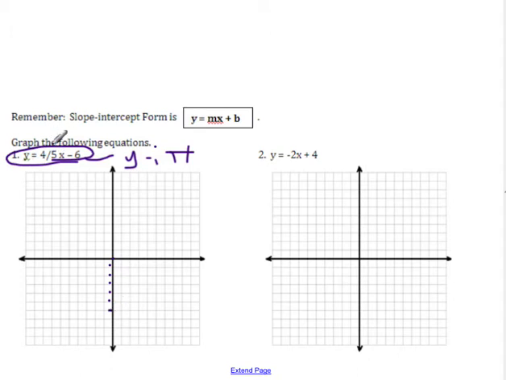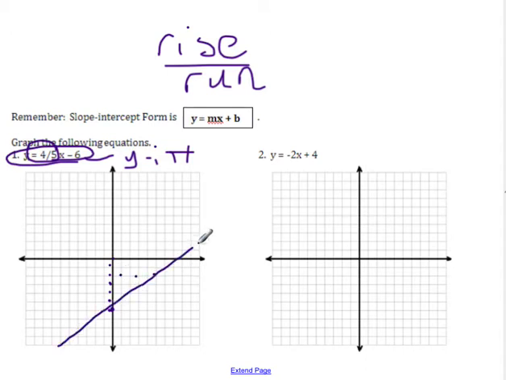Then 4 over 5. Remember that slope, you might want to make a note to yourself, is rise over run. So if we're doing 4 over 5, that means we're going up 1, 2, 3, 4, and over 1, 2, 3, 4, 5. And we're plotting that line. Let's connect those dots to make our line.